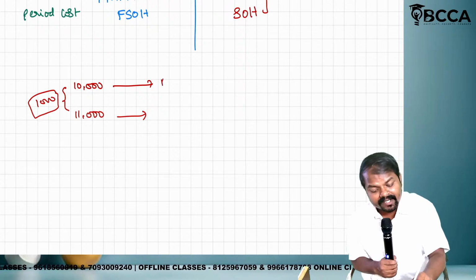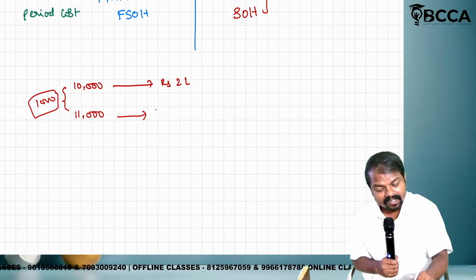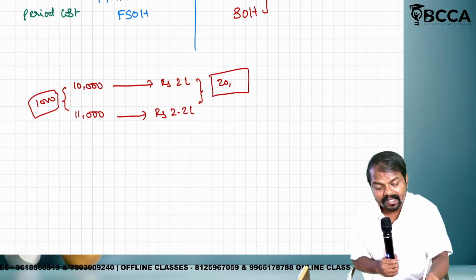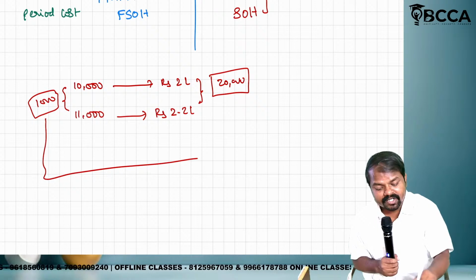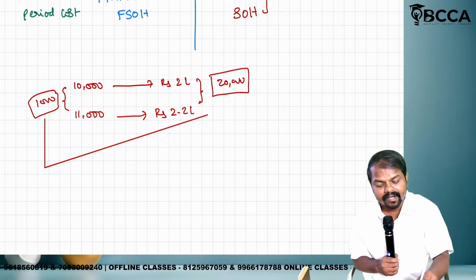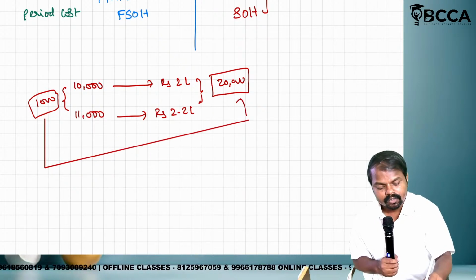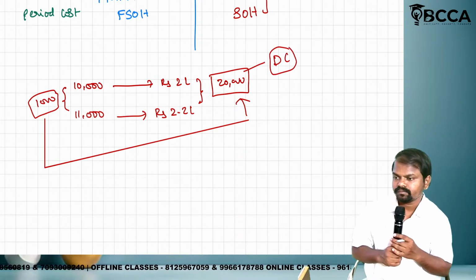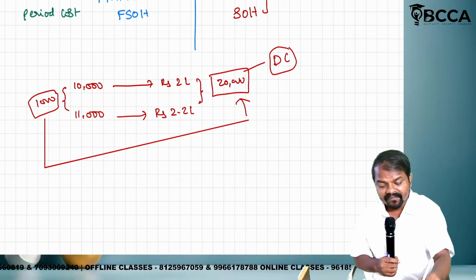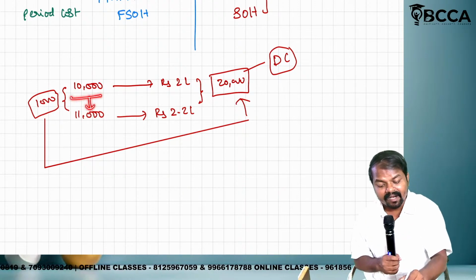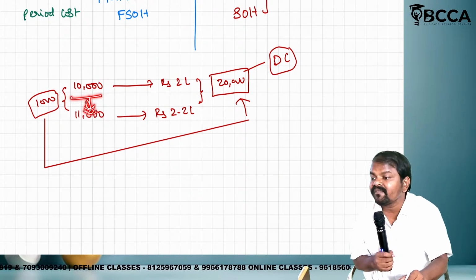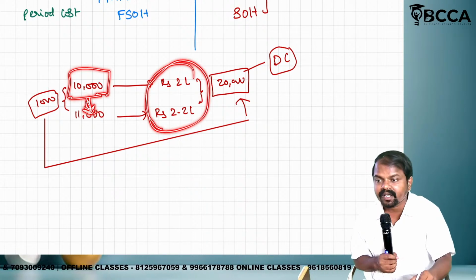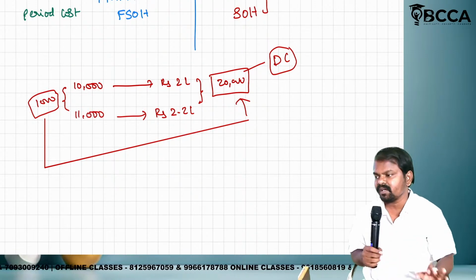For 10,000 units we incurred 2 lakh. For 11,000 units we incurred 2 lakh 20 thousand. What is the extra cost? 20,000. It means for extra production of 1,000 units we incurred 20,000 extra. This 20,000 is called differential cost. Simple. You are changing the level of activity from 10,000 to 11,000. The extra cost incurred will be referred to as differential cost.